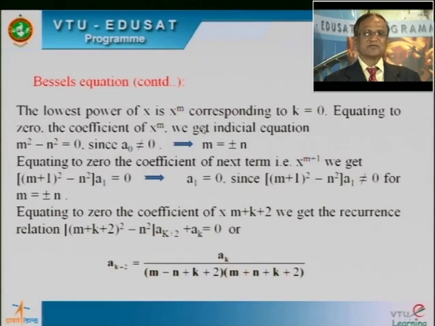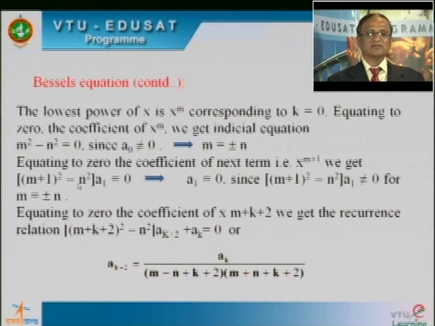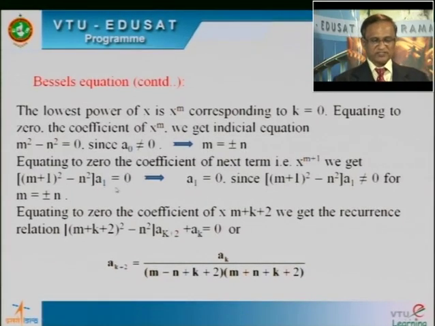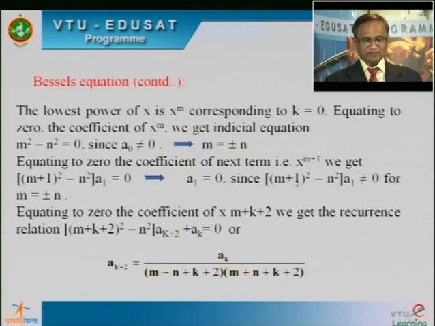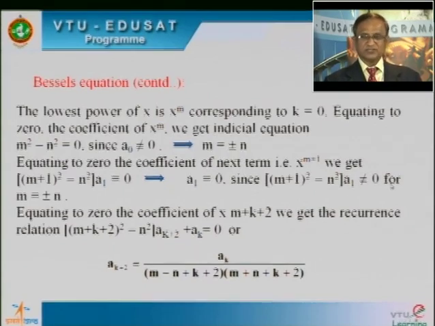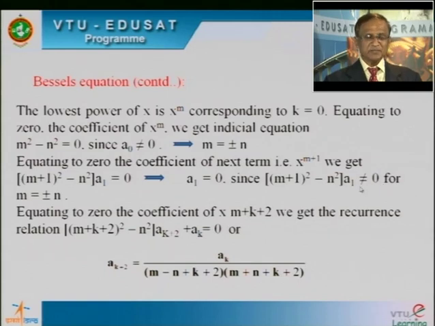Now exactly in the similar way, now we want to collect some more terms. Some more terms means the coefficient of x to the power m plus 1. So what are the coefficients of x to the power m plus 1? So what I have written here. So within the bracket you will get m plus 1 whole square minus n square into a1 is equal to 0. So this implies a1 is equal to 0. How do you say that a1 is equal to 0? Because m plus 1 whole square minus n square is not equal to 0 for m is equal to plus or minus n, right.